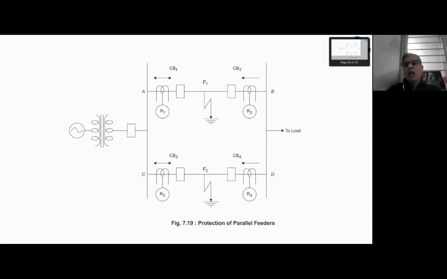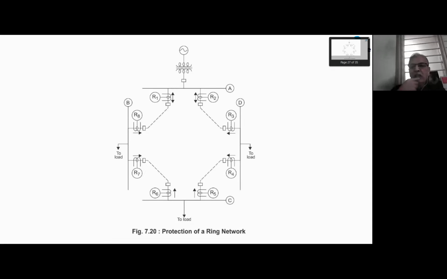So R2 and R4 usually have the same plug setting and time setting, but they are given directional sense. Now for a fault at F1, the current direction is CD B F1, which is reverse for R4. So R4 will not operate and R2 will correctly operate. R3 gives backup to R2, remote backup. If R2 fails, then R3 will give backup. If R4 fails, then R1 will give backup.